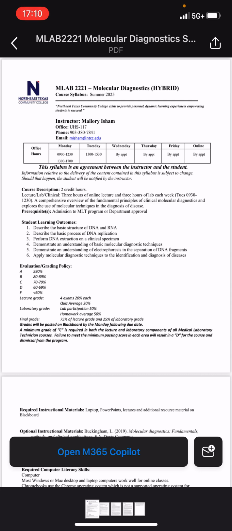Alright, so student learning objectives. After this course, you'll be able to describe the basic structure of DNA and RNA, describe the basic process of DNA replication, perform DNA extraction on a clinical specimen, which we'll be doing this coming Tuesday. Be able to demonstrate an understanding of basic molecular diagnostic techniques, demonstrate understanding of electrophoresis and the separation of DNA fragments, and also be able to apply molecular diagnostic techniques to the identification and diagnosis of diseases.